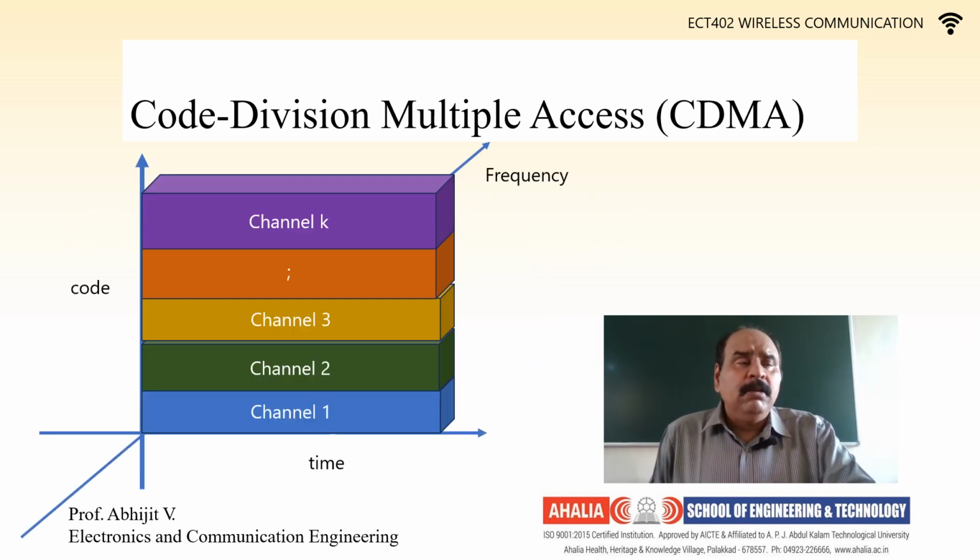So this is a simple graphical representation of CDMA. You have multiple channels, channel 1, channel 2, channel 3, and this goes up to channel K. Here we have time, code and frequency.